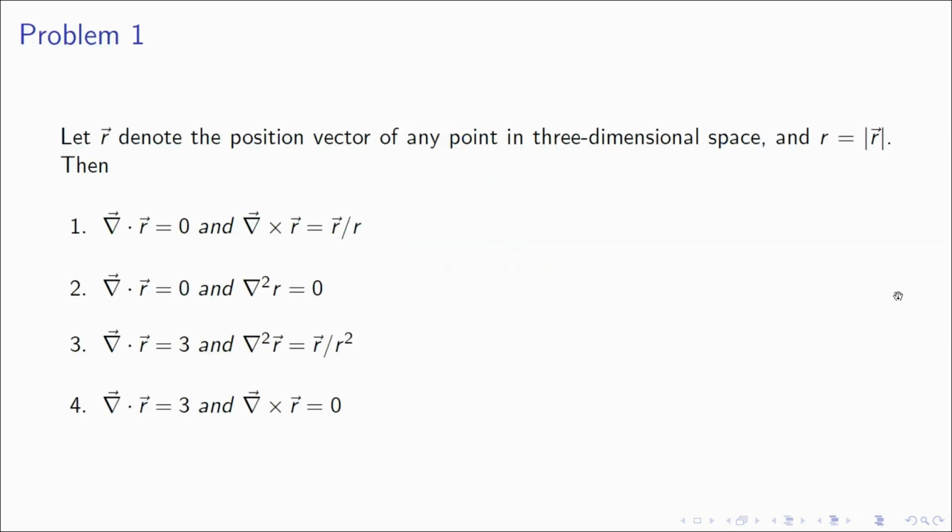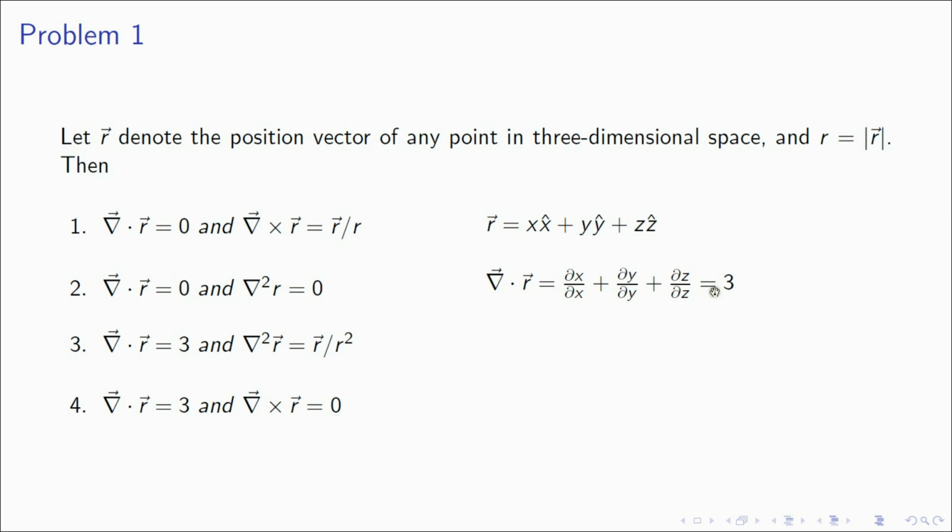So the first problem is this. It says let r denote the position vector of a point in three-dimensional space, and R is the magnitude of this vector. Which of the following is true? This is easy. You just write r equal to x x hat plus y y hat plus z z hat, and then take the divergence. So it will be del del x of the x component, del del y of the y component, and del del z of the z component. All these three will be 1.